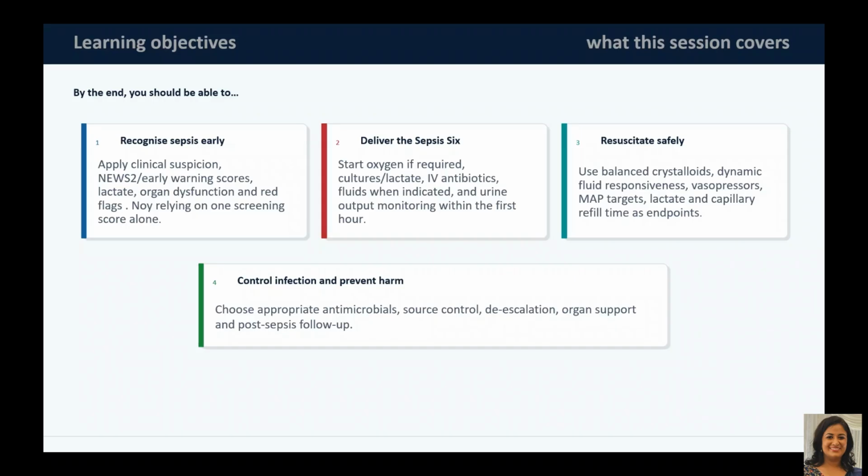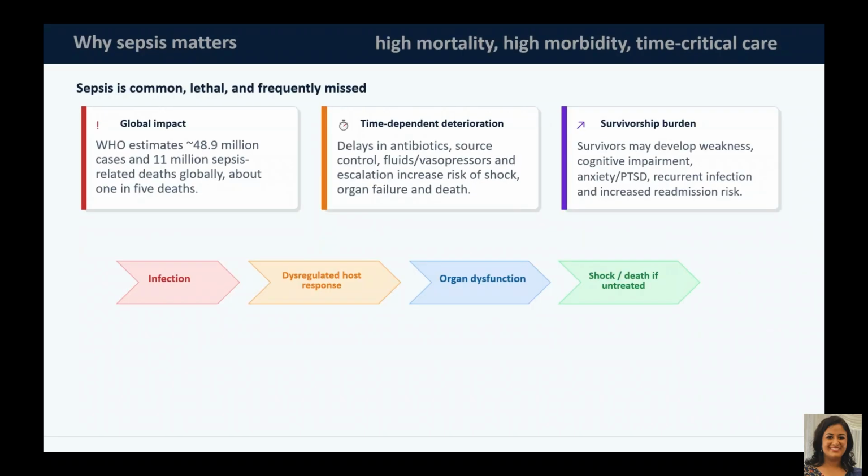And also I can't deny the fact of administering the proper antibiotic at the correct time, and also the source control of this patient. So why does sepsis matter?